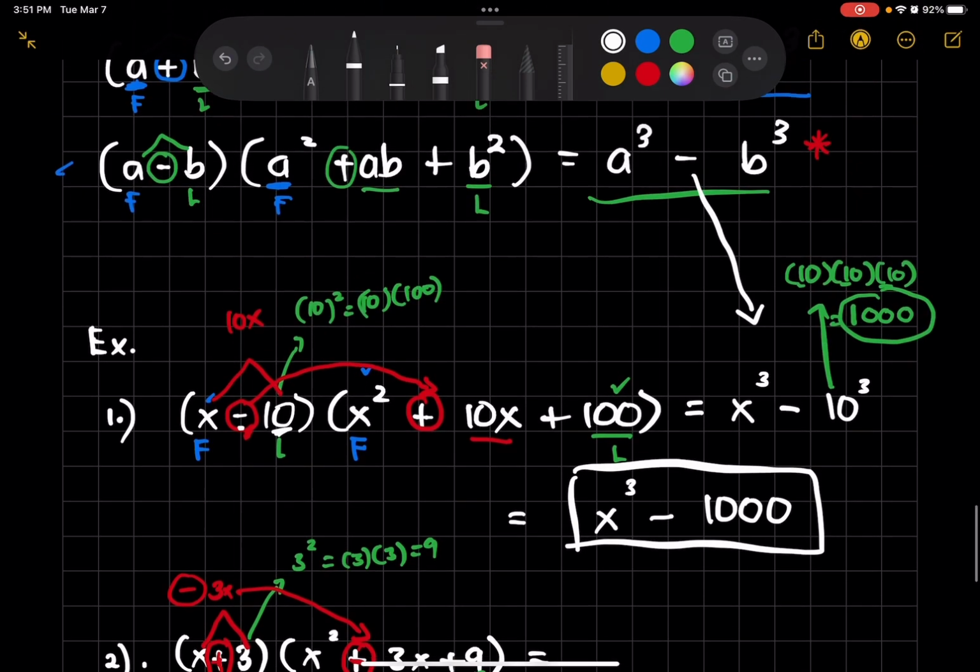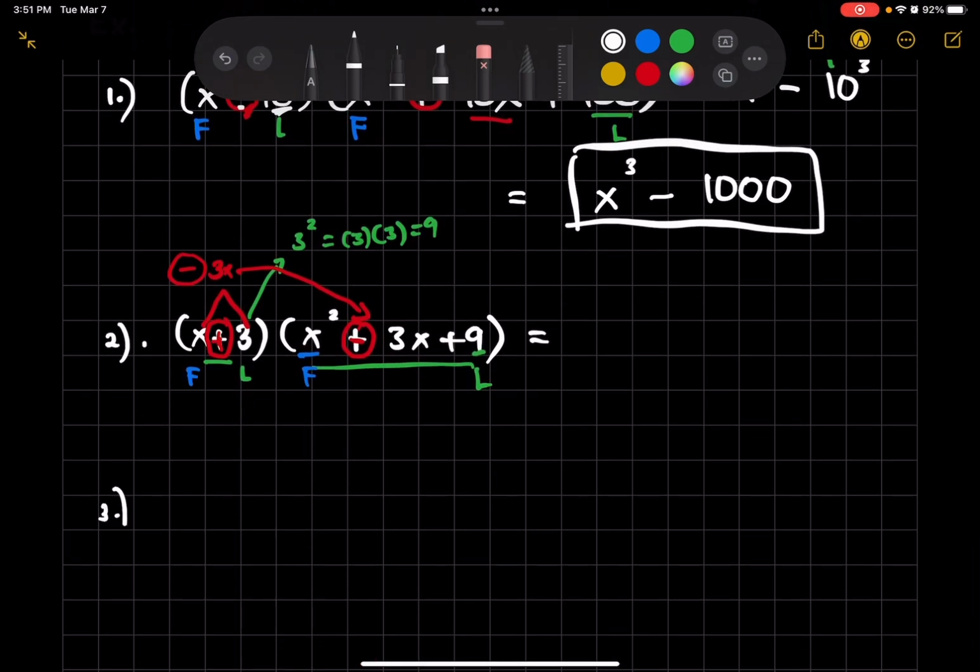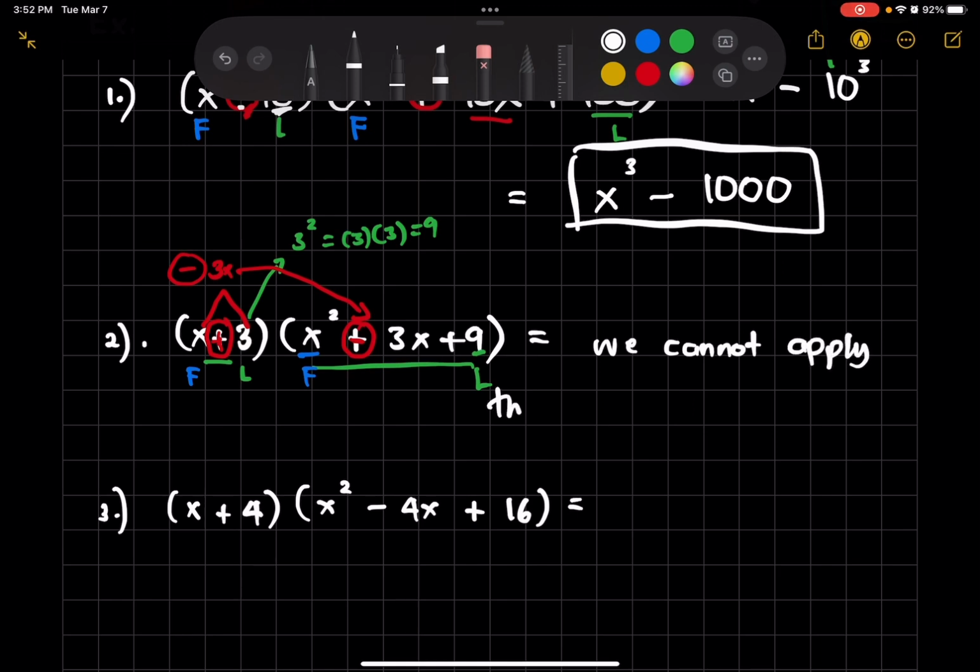So, let's say we have x plus 4, then we have x squared minus 4x plus 16. Let's have this example. So, check natin kung pwede natin i-apply yung rule.